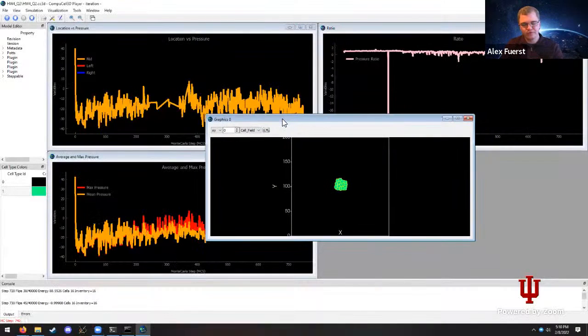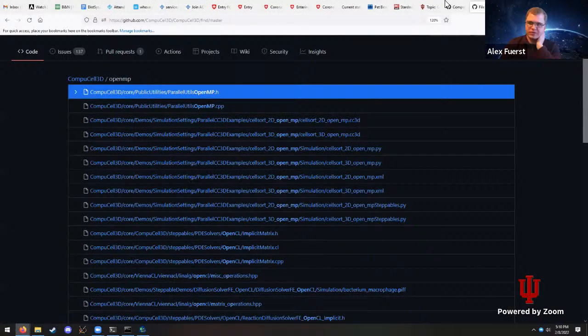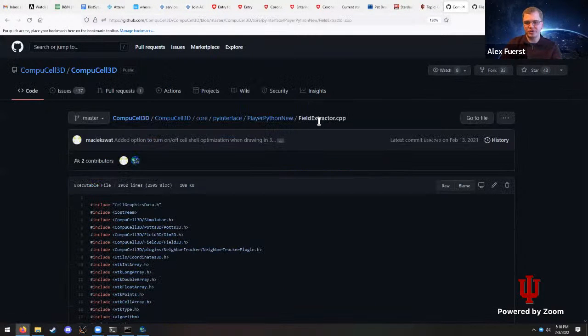Okay, Alex. Yes. So I figured out what I'm going to be working on. After talking with TJ, he gave me a list of feature improvements essentially that he has ideas for in CompuCell, and the one I'm going to focus on is working on this field extractor class.